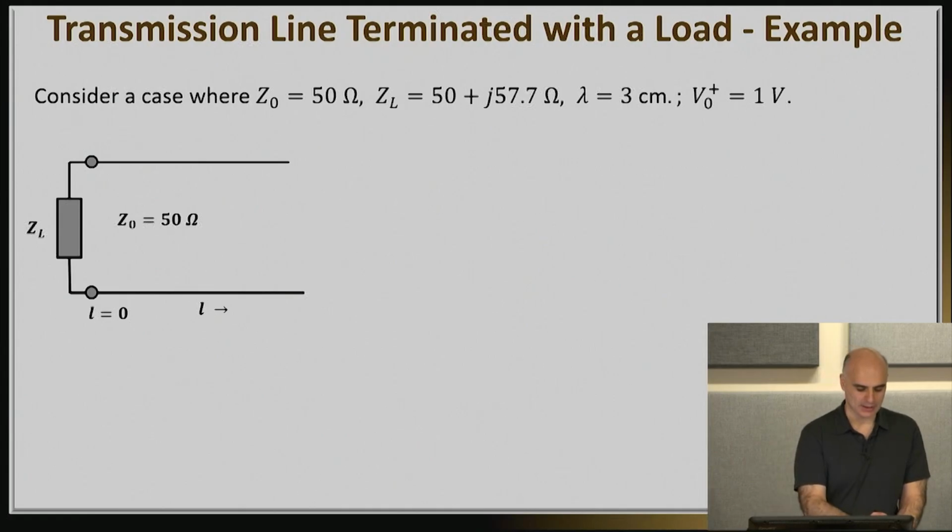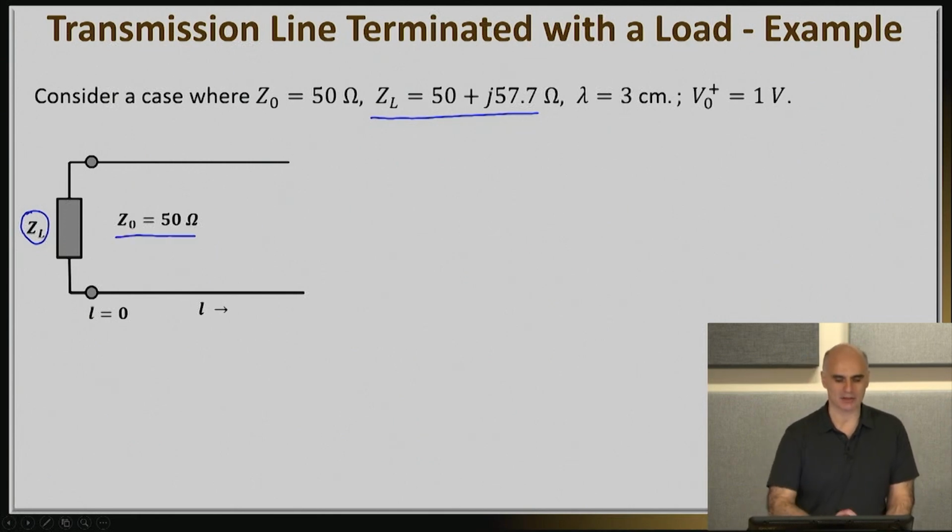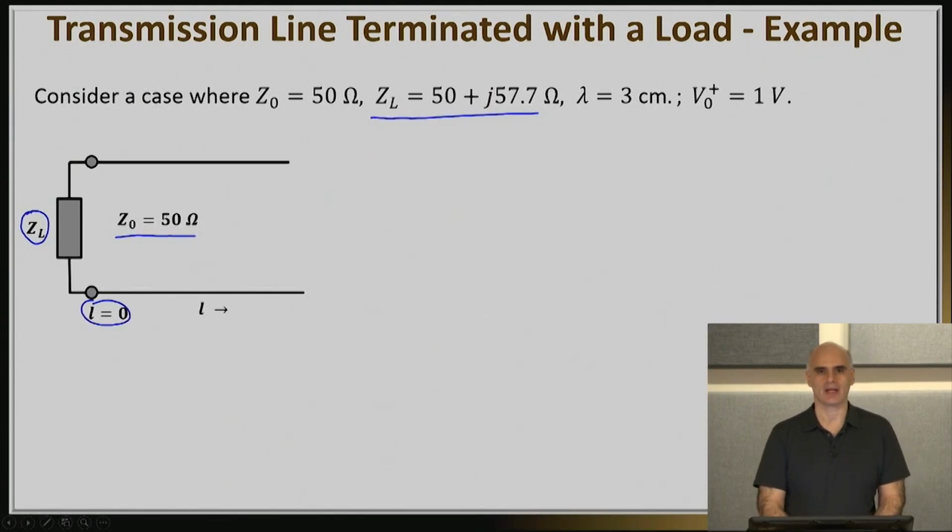We have a ZL here. This is given as 50 plus j57.7 ohms. And we have a transmission line with a characteristic impedance of 50 ohms connected to the load. The load, as usual, is placed at L equals 0. And then what we would like to understand is basically how does the voltage and the current look like as I'm moving away from the load. So we would like, in other words, to calculate the magnitude of the voltage and the magnitude of the current as a function of L.